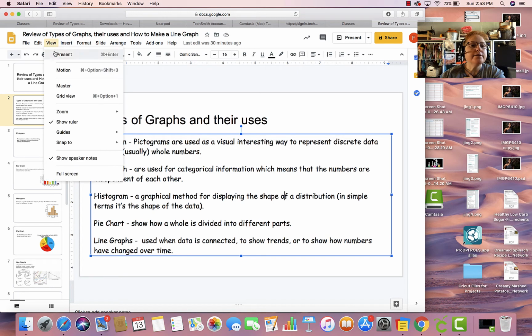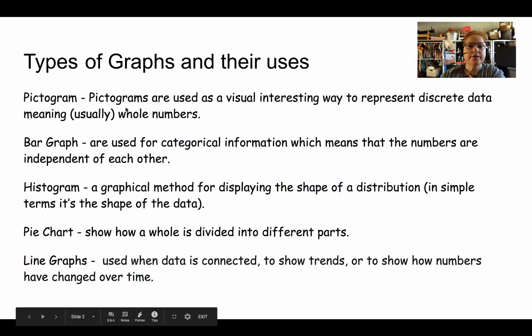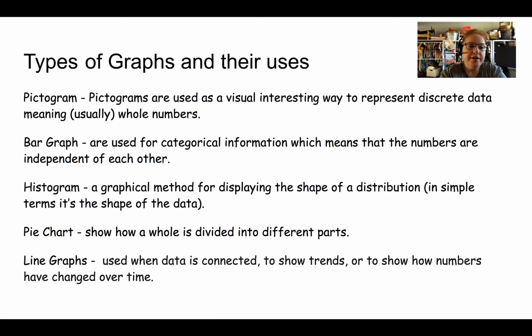All right, guys, so we're going to have our first lecture. It's going to be on types of graphs and their uses. So these are the 5 graphs that we're going to go over quickly, but we're only going to focus on learning how to do one of them, and that is going to be the line graphs, because those are the most applicable to having an independent and a dependent variable and how they will relate to each other. And if you don't know what that means right now, it's fine, because that's something we'll be going over.